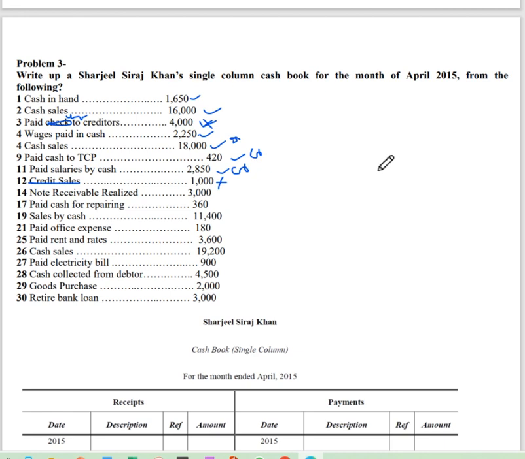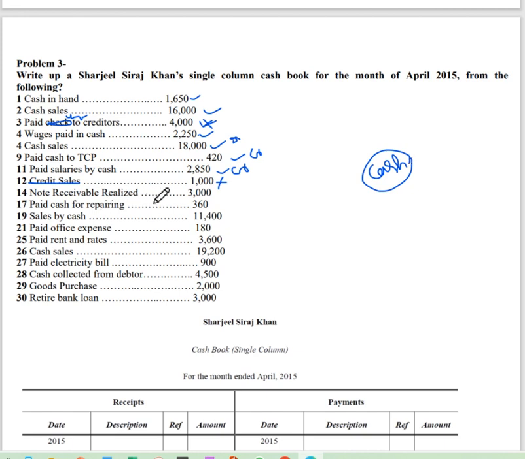In the cash book we consider any transaction relating to cash, that may be purchase in the form of cash, sales in the form of cash, receipts in the form of cash, payments in the form of cash. Anything relating to cash, that we will record in the cash book.